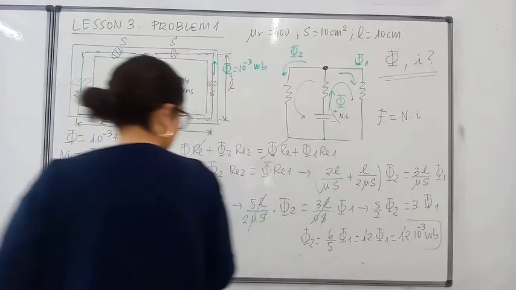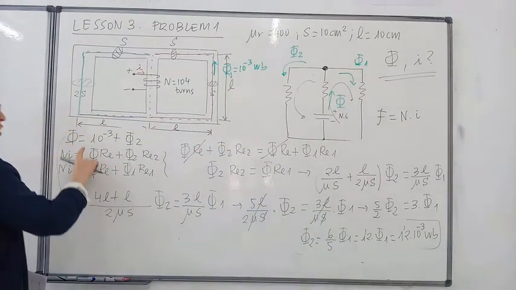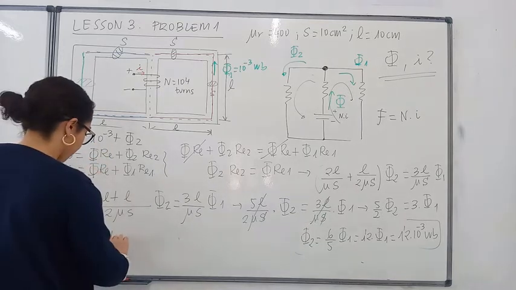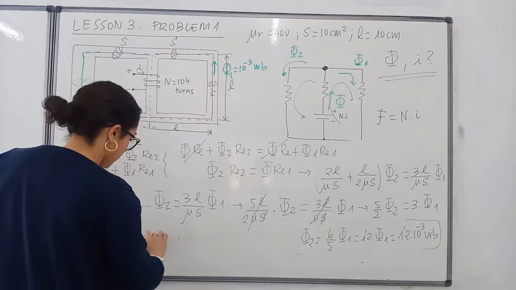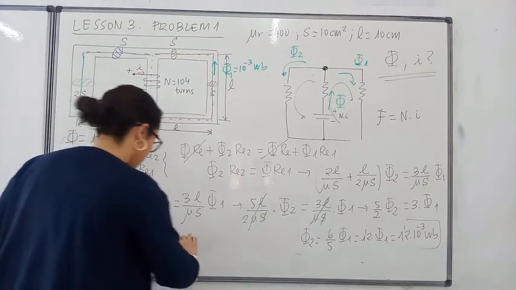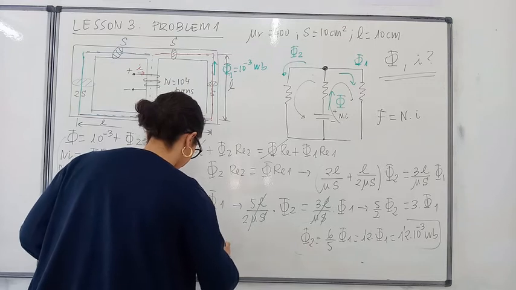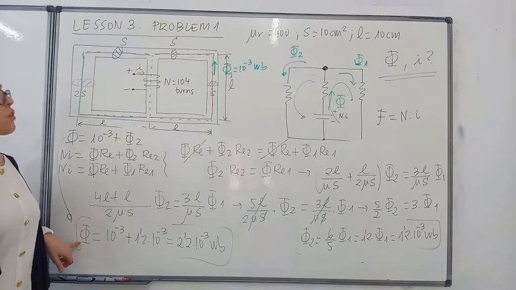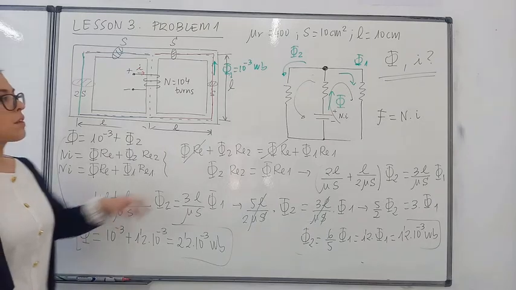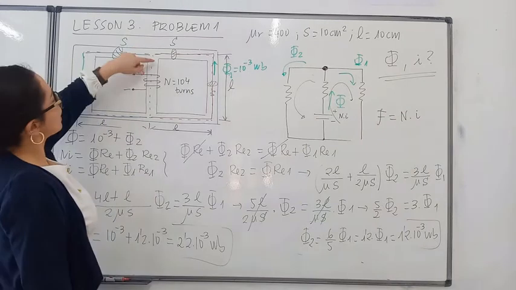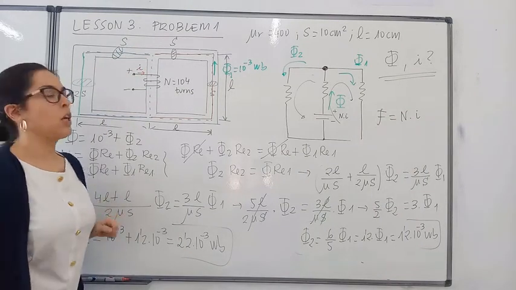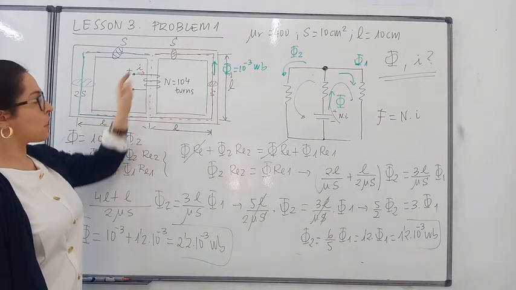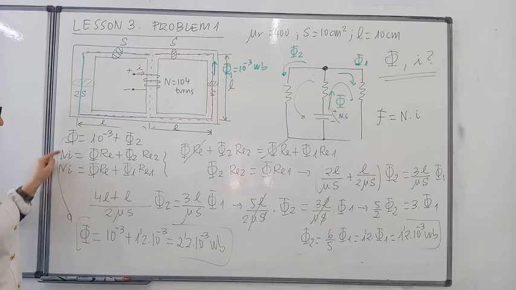So now that you have the magnetic flux in the left branch and in the right branch, if you go here to the first equation, you need to add this plus this, which gives 2.2 multiplied by 10 up to minus 3 Webers. So now we have the first thing that they asked, which was the magnetic flux in the center branch. So what else do they ask? They ask the current flowing here. So then you need to use one of these expressions.